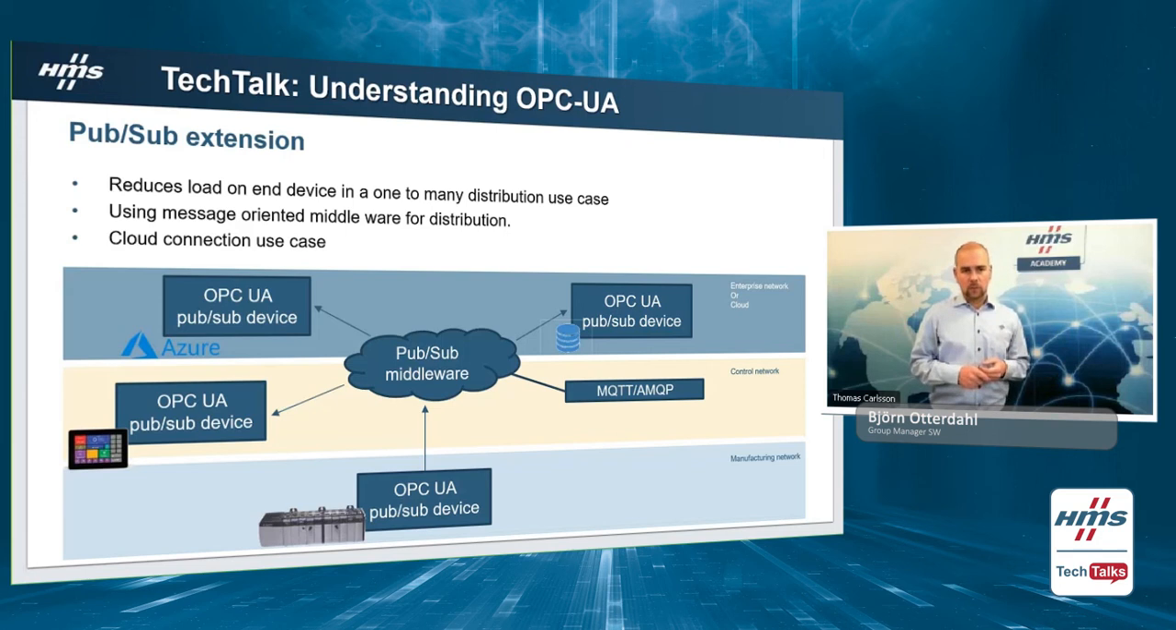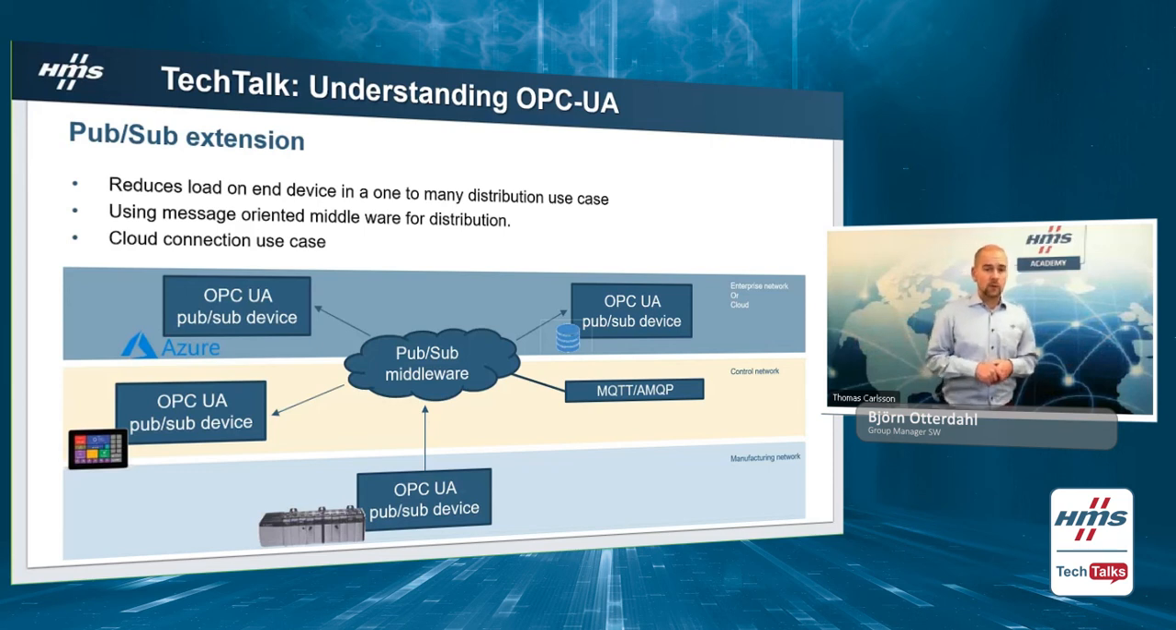So in this example, the OPC UA devices that are interested in the data from the PLC here can register to the middleware and say, I will subscribe to data from this device. And when the PLC has a data change, you can push the data up to the middleware, and the middleware handles the distribution to the other OPC UA receivers on the network.